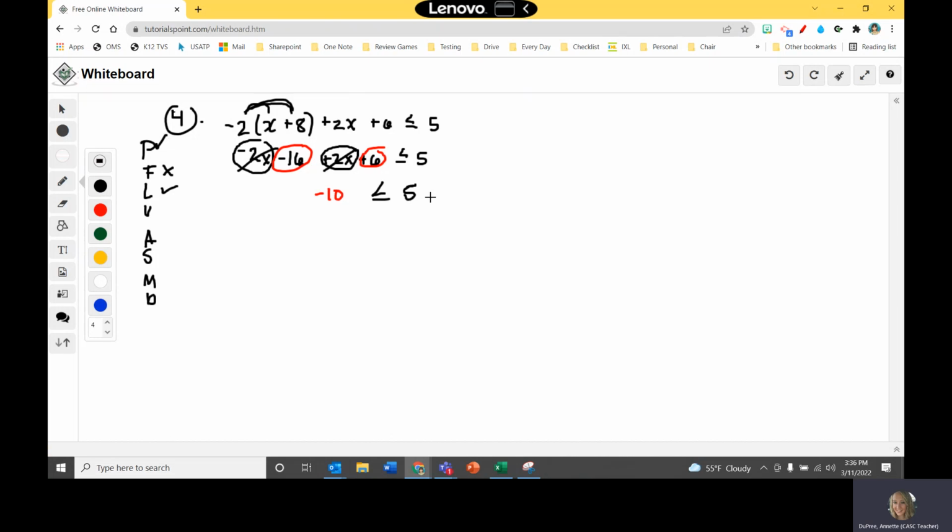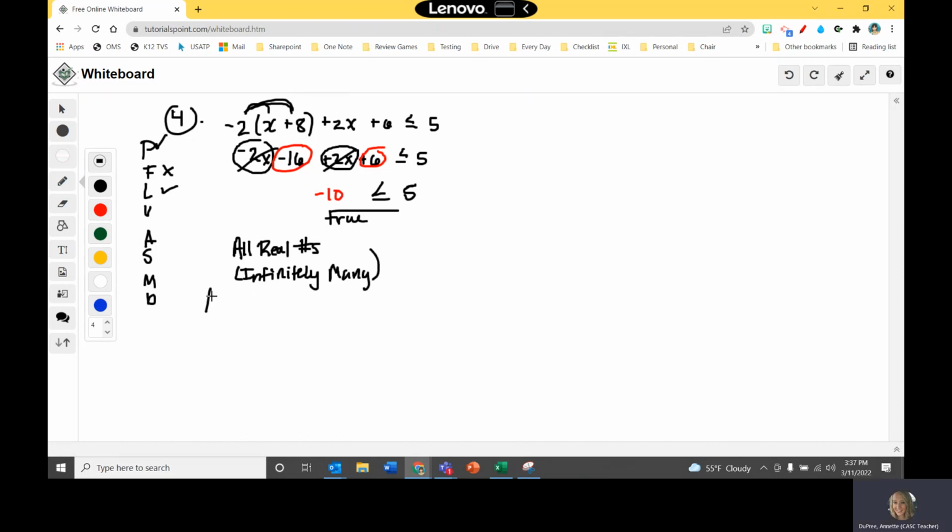Now, I want us to pause and think about what happened here. What this means is that there's no more variable. So it's either going to be no solution or infinitely many solutions, or all real numbers is what we call infinitely many. So we look at this problem, is -10 less than or equal to 5? Yeah, this is a true statement. So because this is true, we're going to say this is all real numbers, which y'all know there's a lot of real numbers, or infinitely many. So that is our solution.